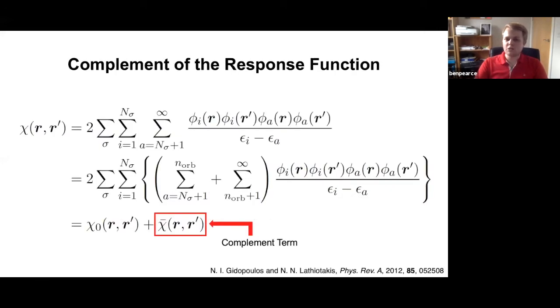Well, the idea here is to split the response function into two separate terms. For simplicity here, we're assuming that the sum up to the number of orbital basis functions is the Kohn-Sham orbitals plus a subset of the unoccupied orbitals. In the remaining terms, above the number of orbital basis functions up to infinity, we denote this term as the complement to the response function.